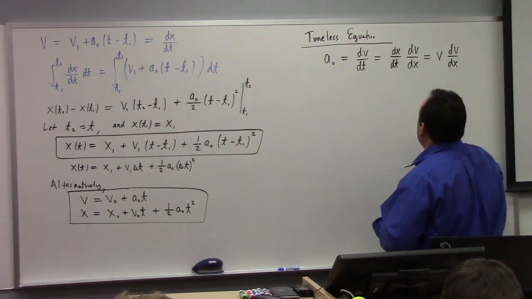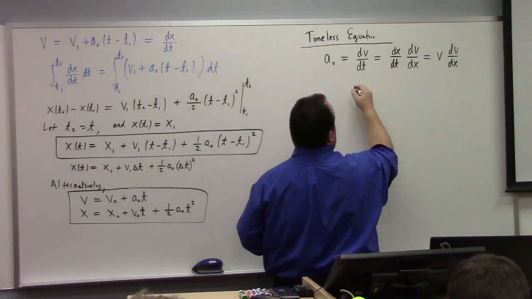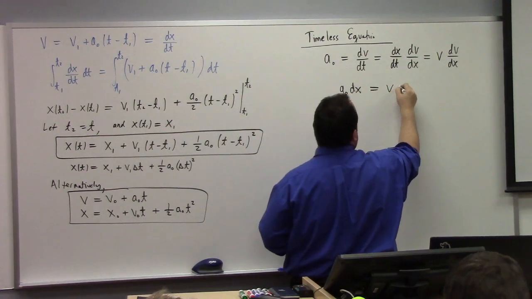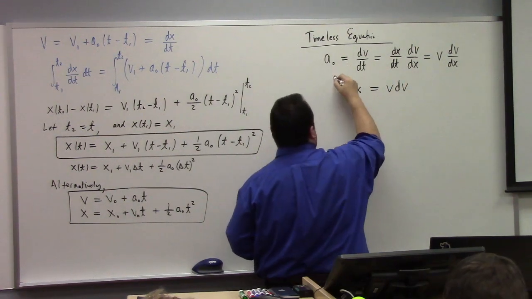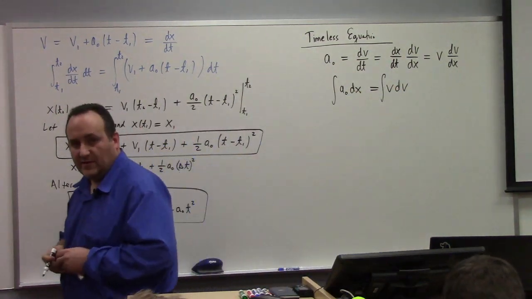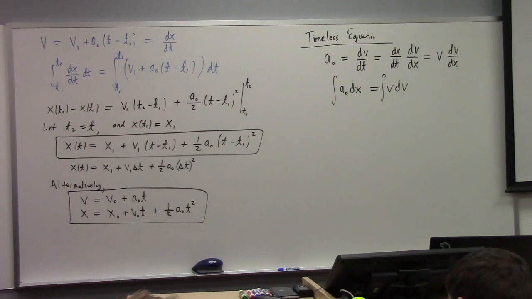And then separate variables here. So we get a sub 0 dx is equal to v dv. And then we can integrate both sides. Now you're like, what is this dark magic that you're doing? The answer is I'm doing something from your Calculus 2 class in about 2 weeks, 3 weeks, depending on the schedule. But this you will learn in Calculus 2 soon. This is called solving a differential equation with separation of variables.